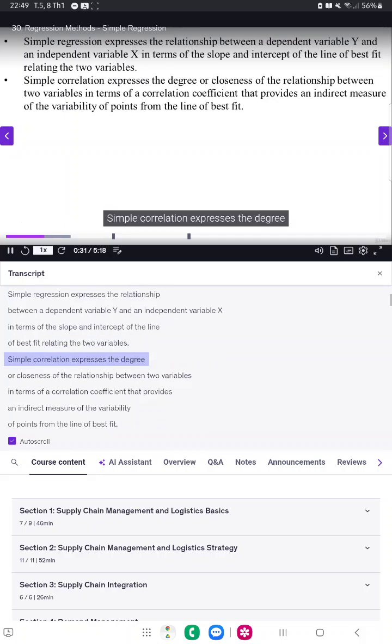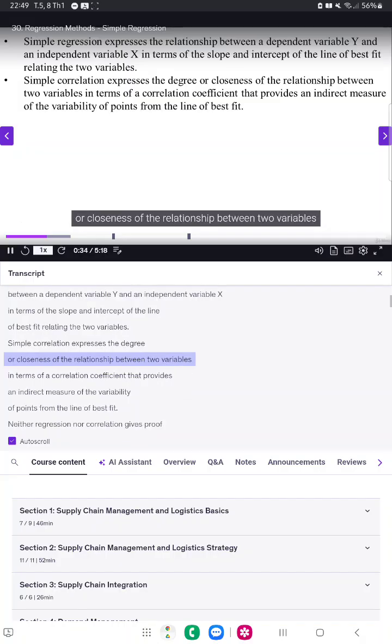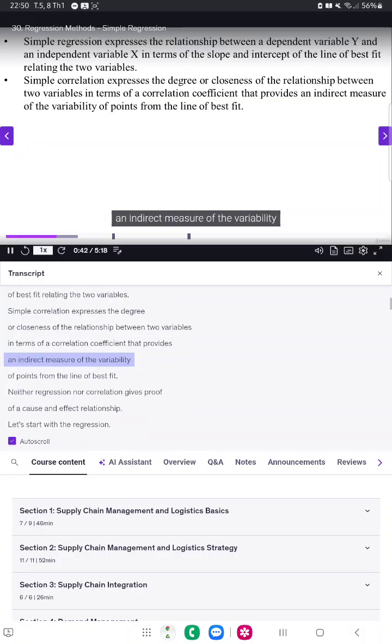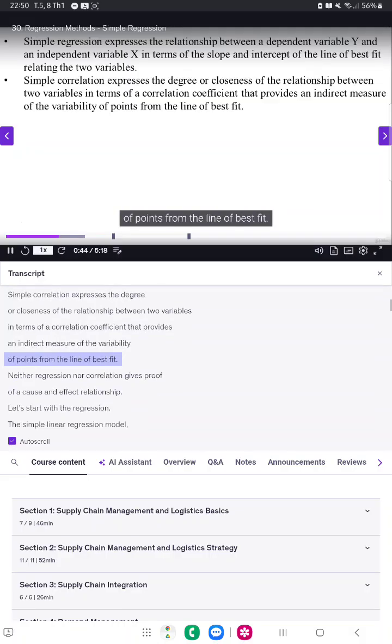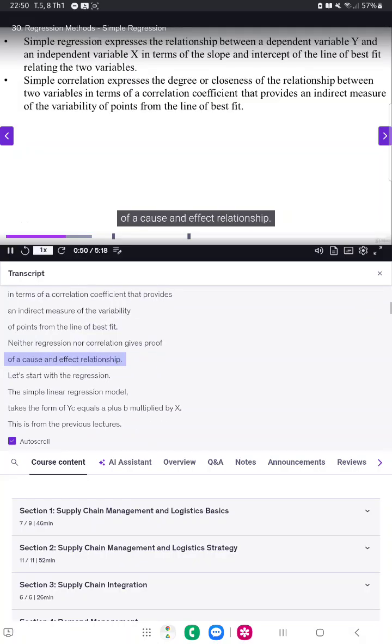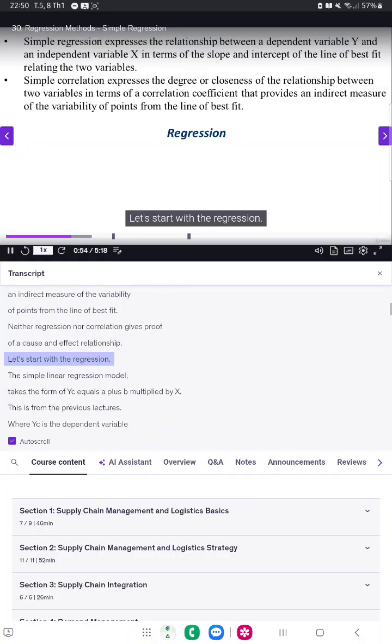Simple correlation expresses the degree or closeness of the relationship between two variables in terms of a correlation coefficient that provides an indirect measure of the variability of points from the line of best fit. Neither regression nor correlation gives proof of a cause and effect relationship. Let's start with the regression.